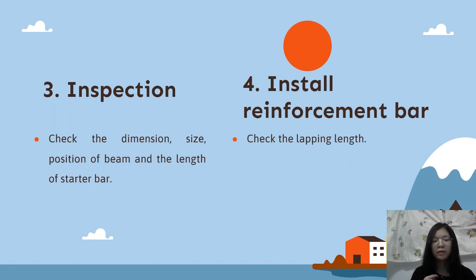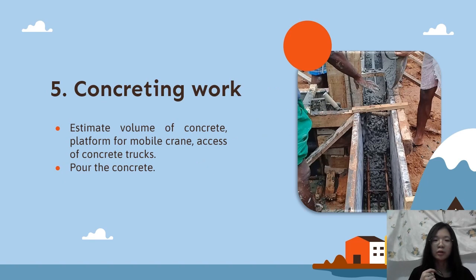Then continue with the installation of the reinforcement bar. We need to check the lapping length of the bar. And then we need to do the inspection. We need to check the dimension, size, position of the lean concrete, and the length of the starter bar. And for the concrete load, we need to estimate the volume of concrete, and use a platform for the mobile crane instead of the concrete trucks. At the concreting work, we need to pour the concrete to the right position.